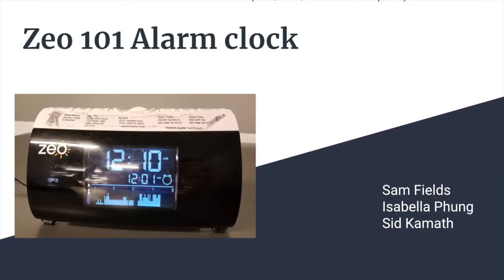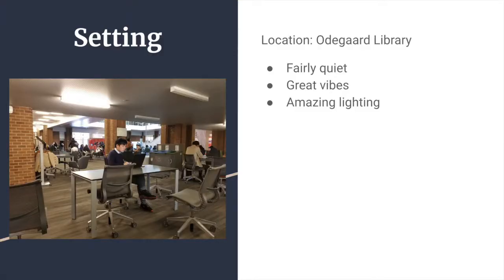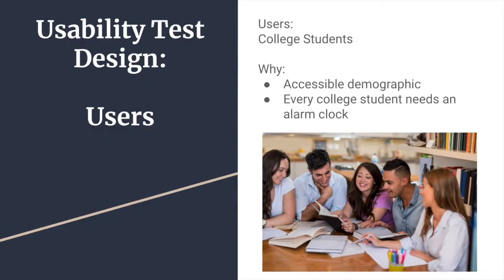Our group is Sid, Isabella, and Sam, and we tested the 0101 alarm clock. We held the test in Odegaard Library because it's pretty quiet and has a very nice testing environment. The users of our test were college students because they were an accessible demographic, and every college student has a need for an alarm clock.